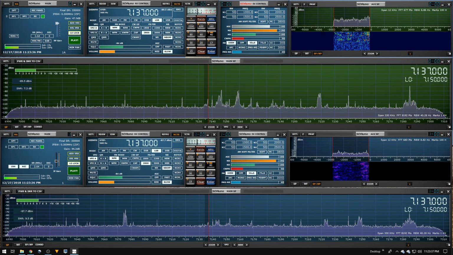And you can see over here in the auxiliary spectrum and main spectrum windows that both radios are set to show the same amount of bandwidth and have the same settings. So what I'll do now is find something to listen to on the RSP1A. We'll get the receiver going and see what it sounds like.